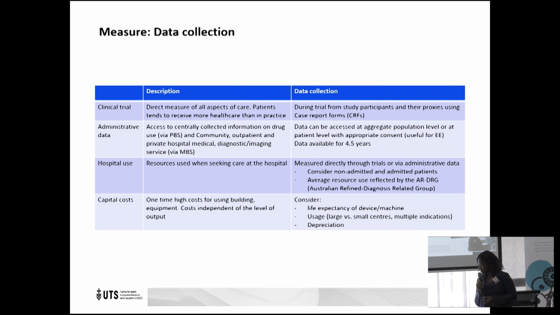And in Australia, there is the Australian Refined Diagnosis Related Group that has average costs of things that are done in the hospital. So in terms of hospital use, you can rely on that as a source of data to estimate your costs. And there are capital costs like building, machines. You also want to consider the life expectancy of these. It's just like when you are lodging your tax and you have a car, they consider depreciation over time. The same applies here.